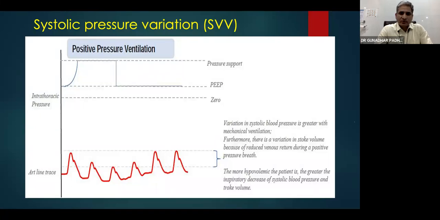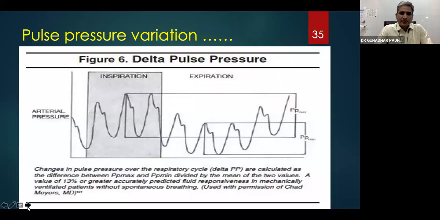If the patient is hypovolemic, you can measure something called the pulse pressure variation. And if this pulse pressure variation is more than 13%, it signifies that the patient is fluid responsive. And this is something called the delta pulse pressure.